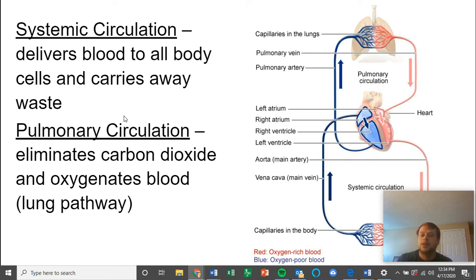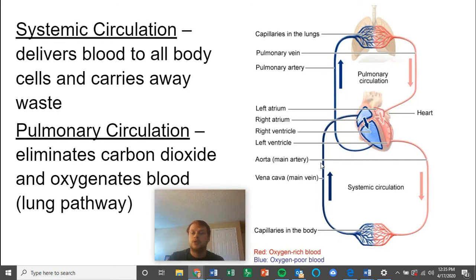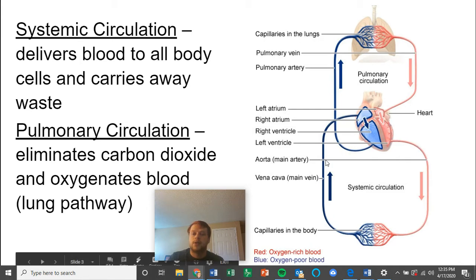The second type is the pulmonary circulation. Remember, when we see this word pulmonary, it's referencing the lungs. So this is how carbon dioxide is eliminated in our blood and how we add more oxygen to the blood through that lung pathway. So this over here on the right shows you both of those processes. The pulmonary circulation follows this path, whereas the systemic circulation follows this one.